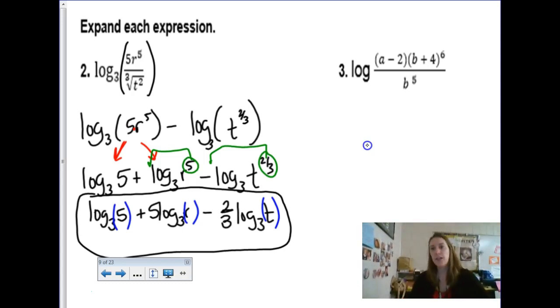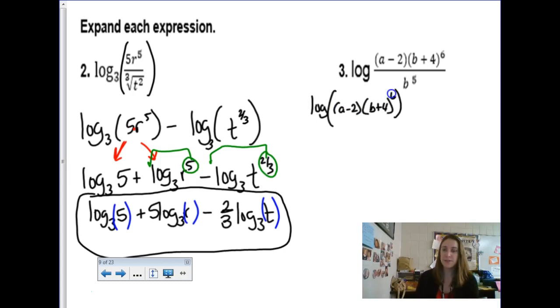Alright, let's take a look at this next question. So we have a minus 2 is one of the bases, b plus 4 is another base. It's being raised to the 6th power, and then we have b to the 5th in the denominator. So I'm going to start by expanding the numerator minus the denominator. Got a lot of parentheses going on here, huh?